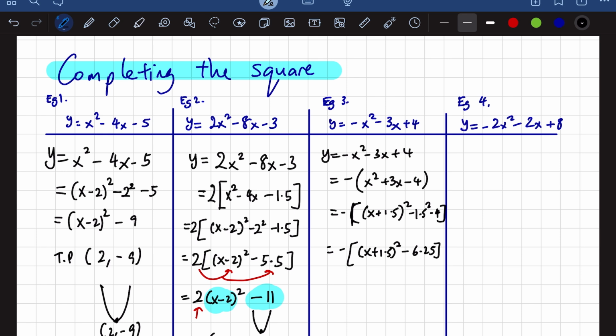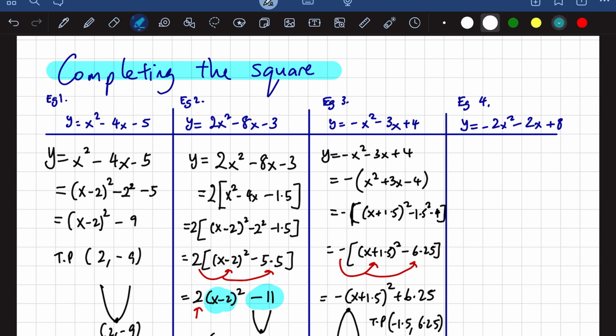Now, do not forget, I have to multiply the negative 1 back into the inside of the bracket. So I will proceed to multiply through. So you have negative bracket x plus 1.5 squared plus 6.25, which then indicates to me where my vertex is. Since this is a negative x squared, it will be a maximum parabola. So it will be a maximum point here. So my turning point, or my vertex, is negative 1.5 and 6.25.